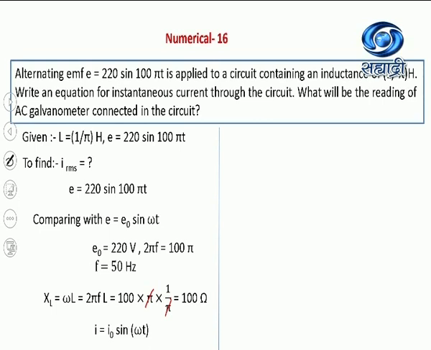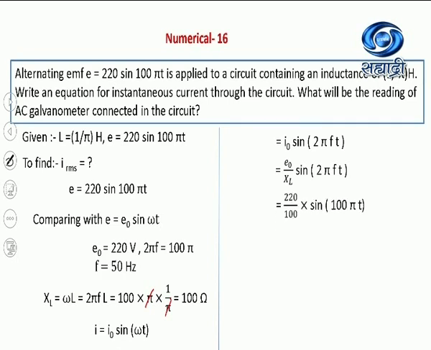Now the general expression for the current is I equal to I naught sine omega t, that is I naught sine of 2 pi f into t. What is I naught? Peak current. Peak current will be peak EMF upon inductive reactance, into sine of 2 pi f into t.